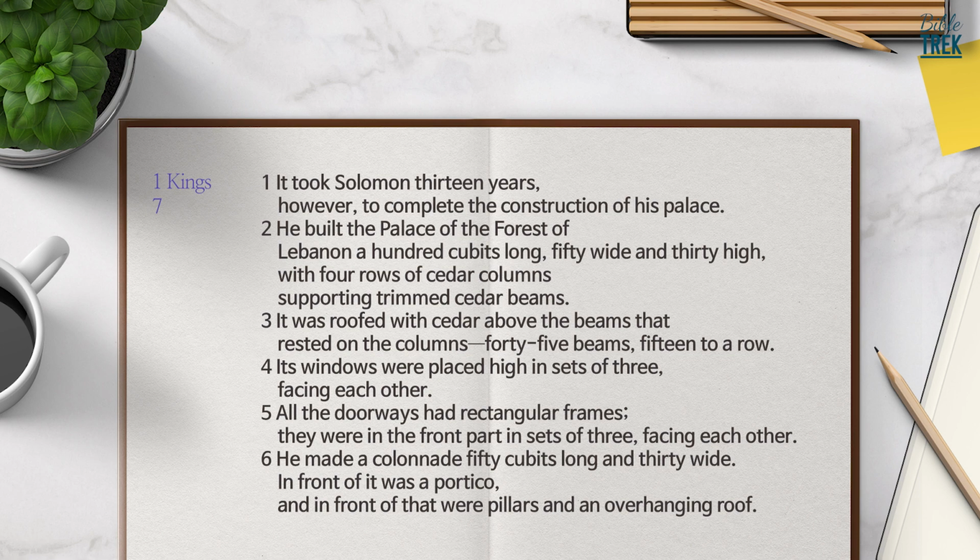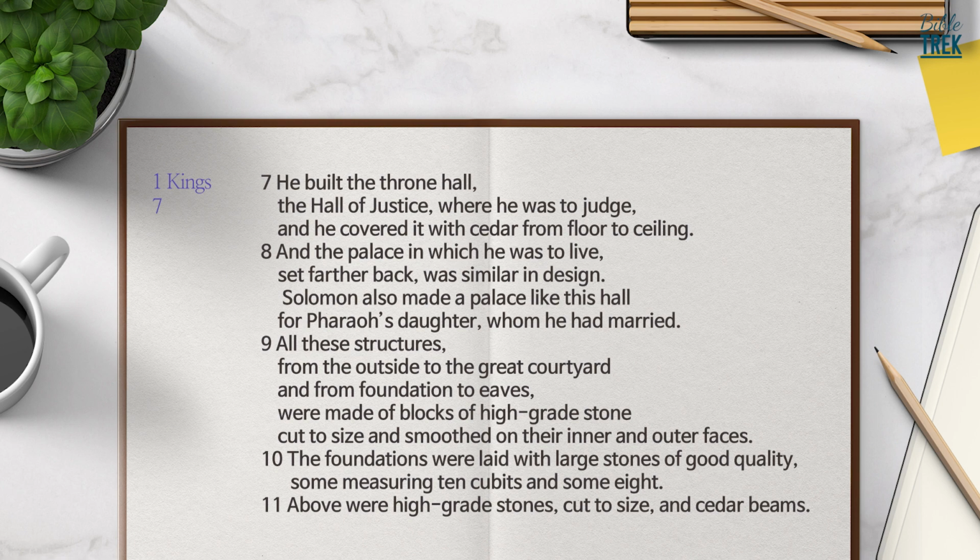He made a colonnade 50 cubits long and 30 wide. In front of it was a portico. In front of that were pillars and an overhanging roof. He built the throne hall, the hall of justice, where he was to judge, and he covered it with cedar from floor to ceiling. And the palace in which he was to live, set farther back, was similar in design. Solomon also made a palace like this hall for Pharaoh's daughter, whom he had married.